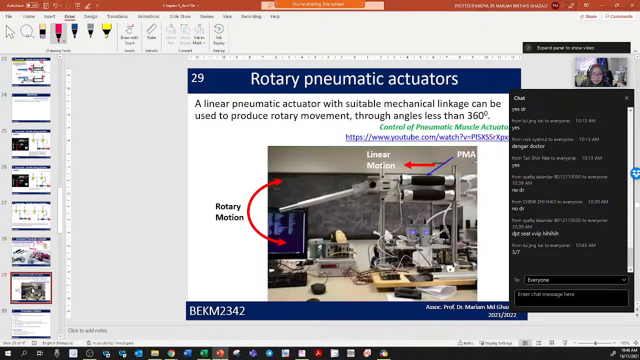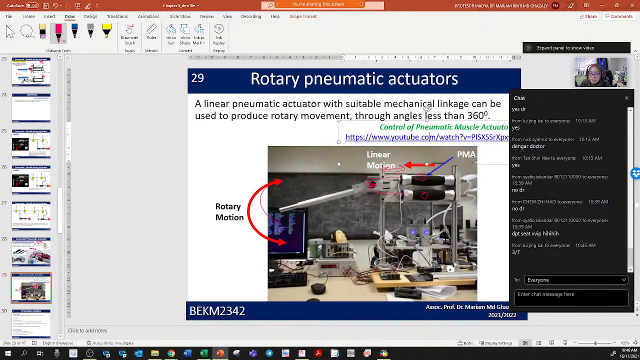Okay. And this is another type of how you can apply a pneumatic actuator. So you see that there's a PMA over here. There are 2 PMAs connected to this link by using a belting or a wire system. And what happens is that this rotary linear motion is converting the motion from linear to rotation. Okay, so let's look at the motion.